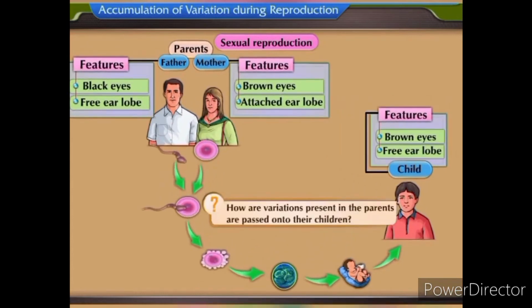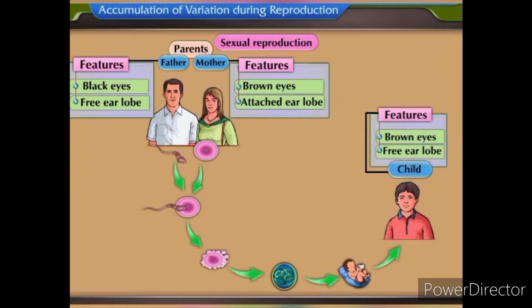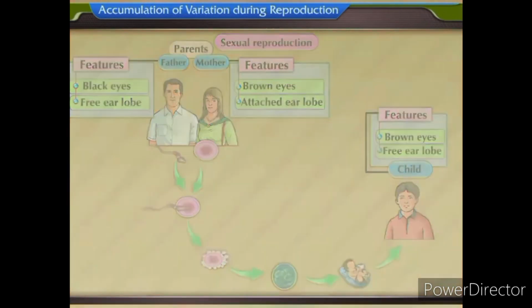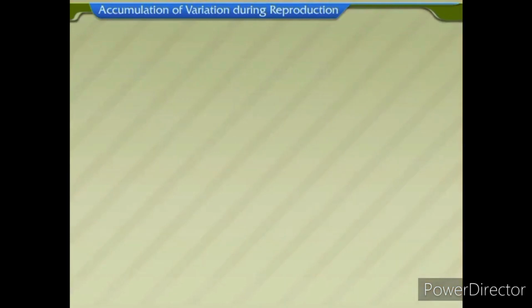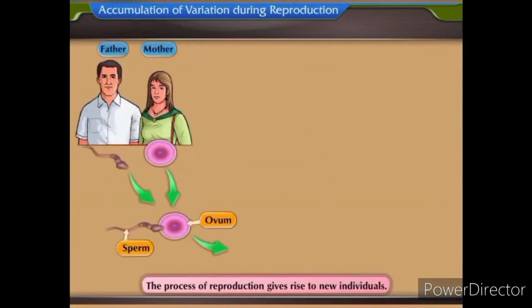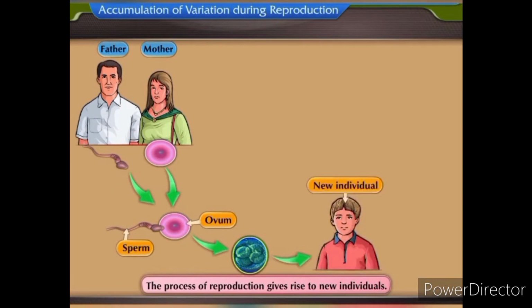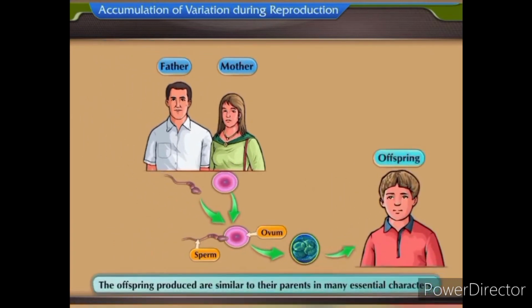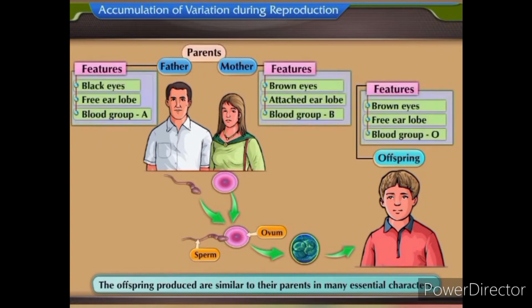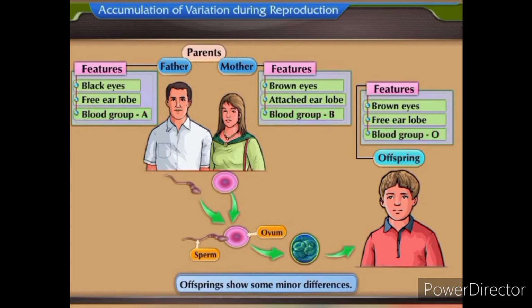Do you know how variations present in the parents are passed on to their children? Let us explore this further. The process of reproduction gives rise to new individuals. The offspring so produced are similar to their parents in many essential characters. However, they do show some minor differences.